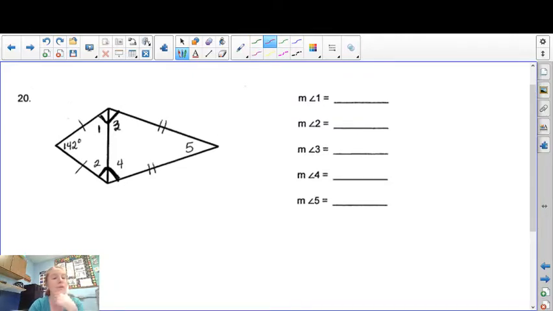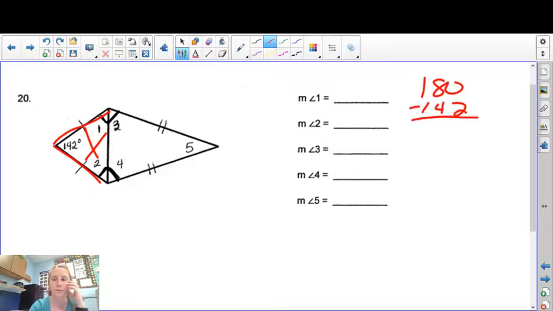All right, so get to angle 1. I see that angle, this side is equal and this side is equal, so these angles must be congruent. So angle 1 and angle 2 have to be the same. So I have 180 minus 142, which would end up giving me 38. So I have 38 degrees to work with, but I have 2 equal angles. So each of them are 19 degrees.